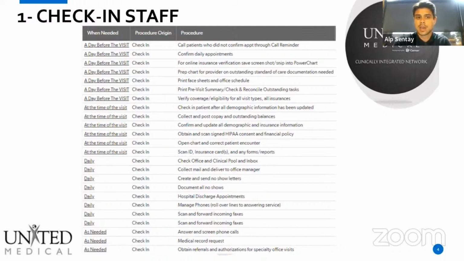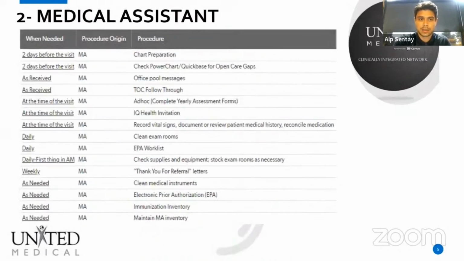automated call reminders. And then at the time of the visit, they have to make sure that the patient is checked in and all the demographic information has been updated and everything is up to date, everything is good. And they also need to collect and post copays and outstanding balances, so we're not dealing with these high patient balances later on. And then also daily, they need to check the office and clinical pool and inbox. They need to collect mail and deliver to the office manager. So duties like that.